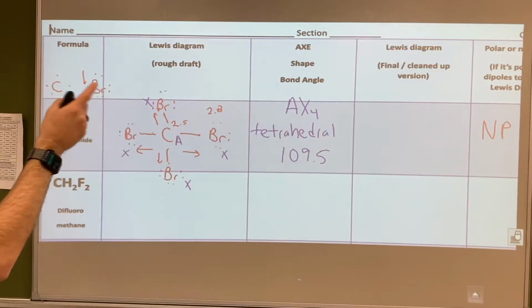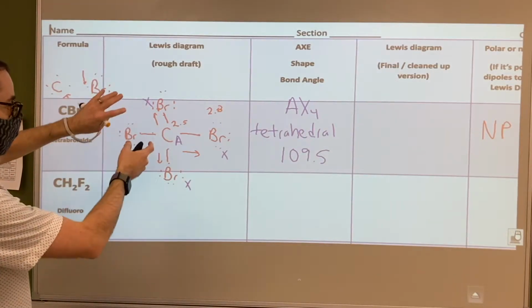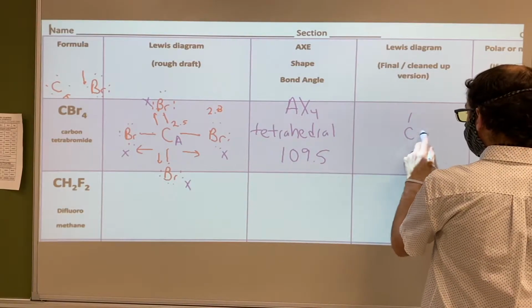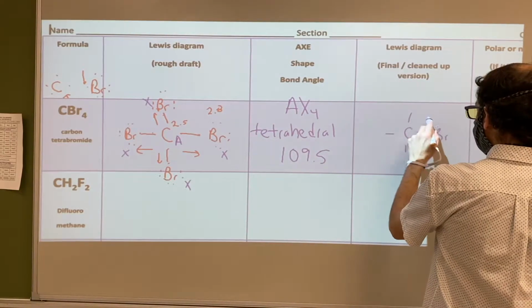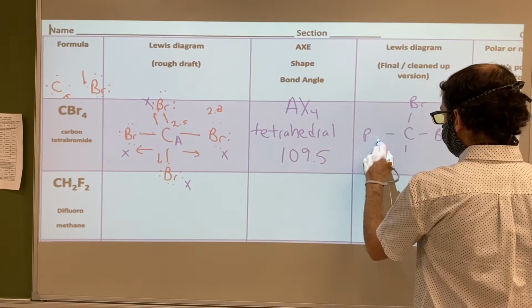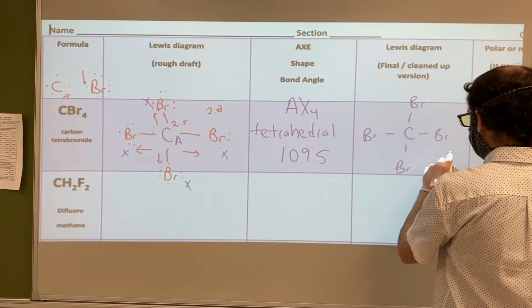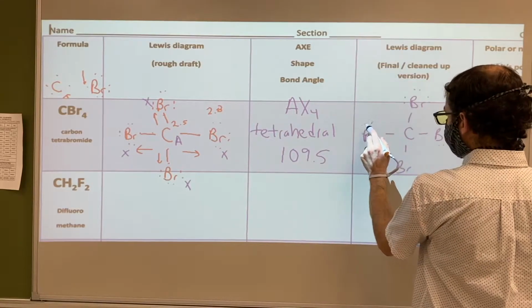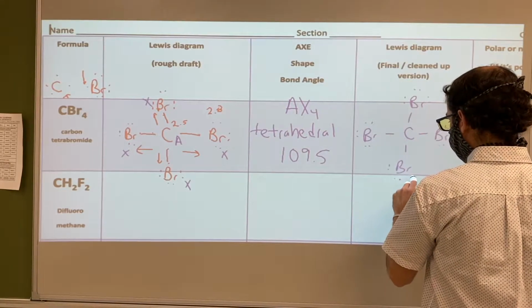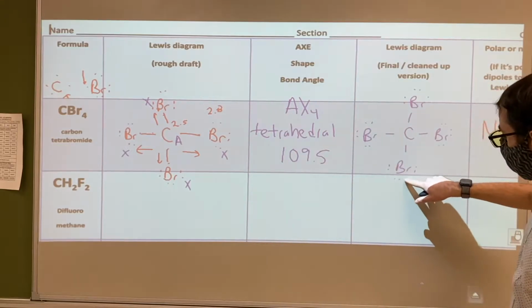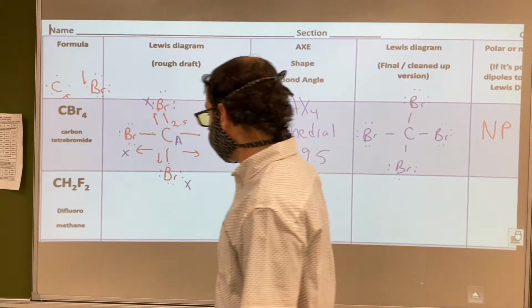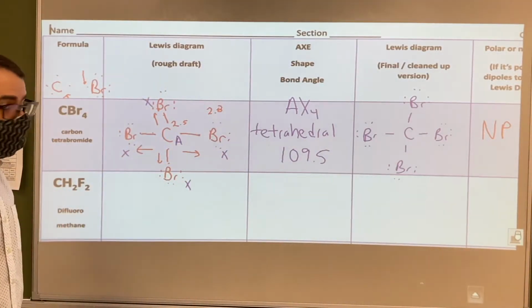And the Lewis diagram, the final cleanup version, is going to look very similar to this one. It is just going to be C, all the Brs around it, and then 6 electrons around each bromine, because 2 are involved with the bonding. So we have 6 around here, and then we have 2 involved in bonding, so that gives us our 8 electrons. All right, any questions with that one?